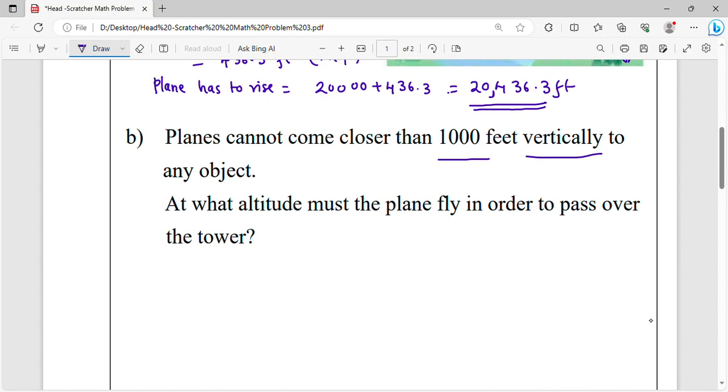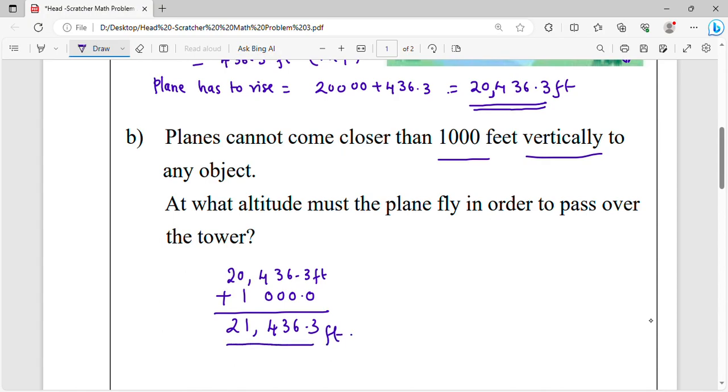So basically initially it is 20,436.3 feet. That is just the correct height of the tower, but to be safe you need to add another 1,000 feet, right? So that becomes 21,436.3 feet. All right. So the plane has to fly at an altitude of 21,436.3 feet. Okay, so this is the safe altitude.